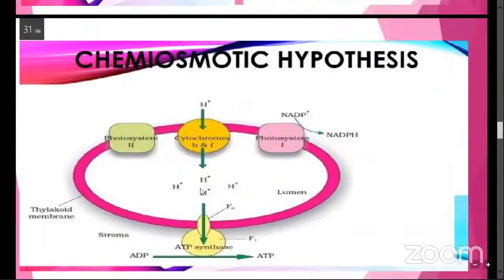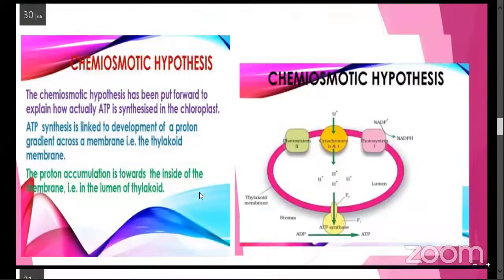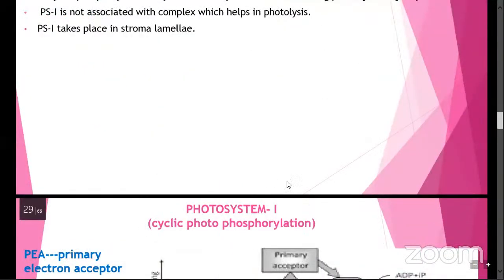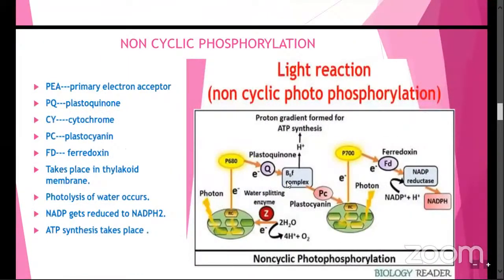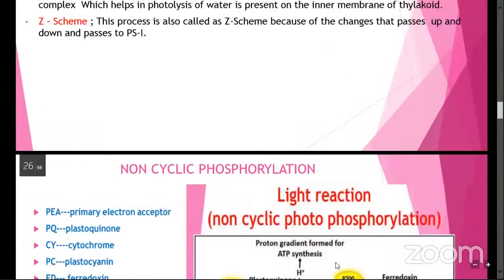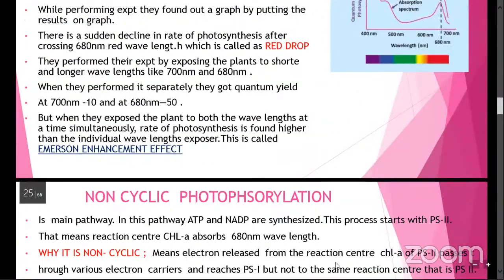So once again, during this non-cyclic photophosphorylation, whatever electrons are transported through electron carriers are finally accepted by reaction center 1. During this journey, electrons move from the cytochrome complex to plastocyanin, and at this moment they release some energy, and this energy is utilized in pumping the protons from the stroma into the lumen, and that is shown in this diagram.